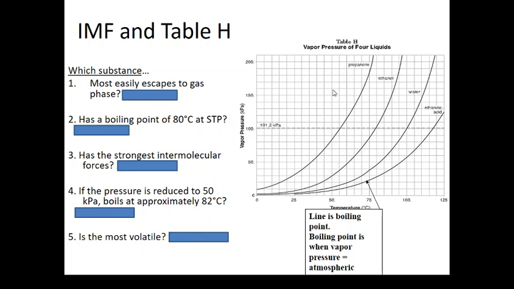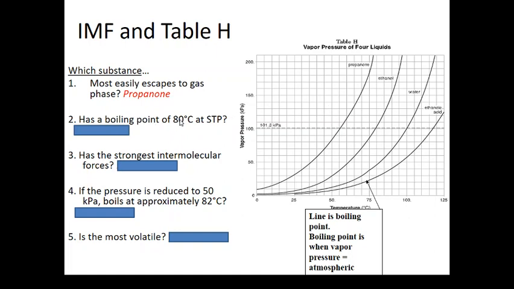By using your test taking strategies, you should be able to at least eliminate ethanol and water. By looking at these, you're going to see that propanone is the liquid that most easily escapes to the gas phase. Why is that? Well, you can see that at a lower temperature, less average kinetic energy, our propanone is boiling much quicker. This line is above this line. Thus, this line again represents the boiling point. And if we are boiling, we are now changing to the gas phase.